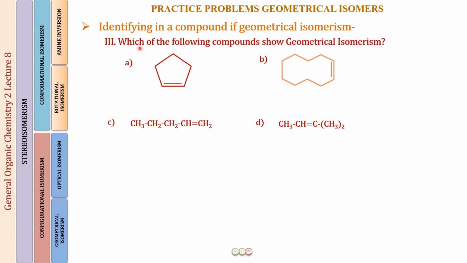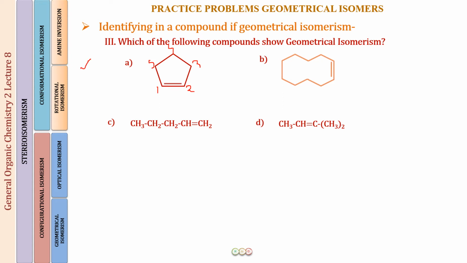So we have the first choice. Here what you can see is that we have a cyclic structure with a double bond. So this is going to be a cycloalkene. What is this going to be? This is a 5 carbon ring, so this is going to be cyclopentene. Now in this cyclopentene, do we have a restricted rotation? Yes, we have a double bond. So there is a restricted rotation present.